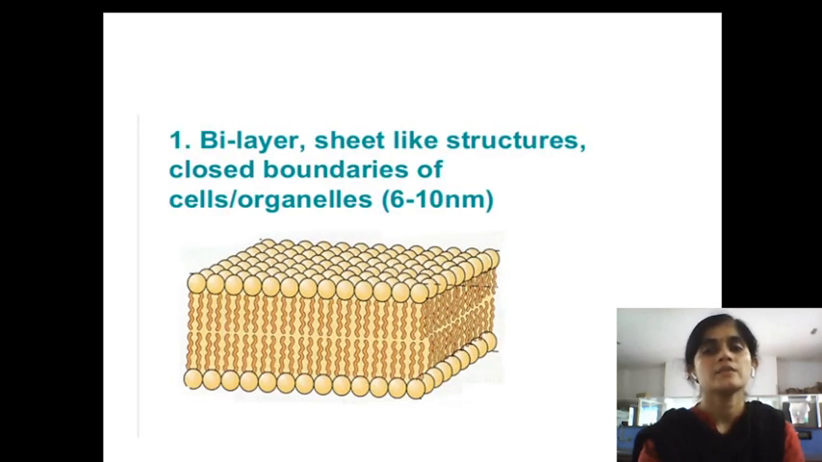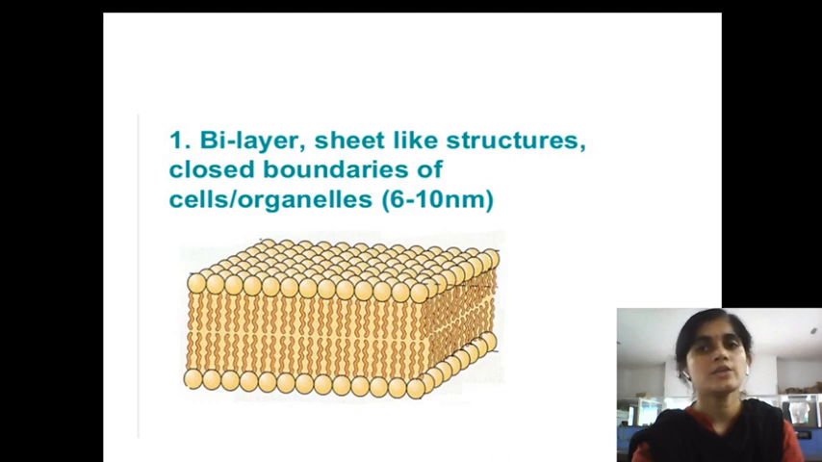The cell membrane is also known as the plasma membrane, and it is the double-layered structure of lipids and proteins that surrounds a cell and separates the cytoplasm from the surrounding environment. The bilayer sheet-like structures form the closed boundaries of cells and organelles, and its size is 6 to 10 nanometers. It is also known as a selectively permeable membrane, which means only certain molecules can enter and exit.